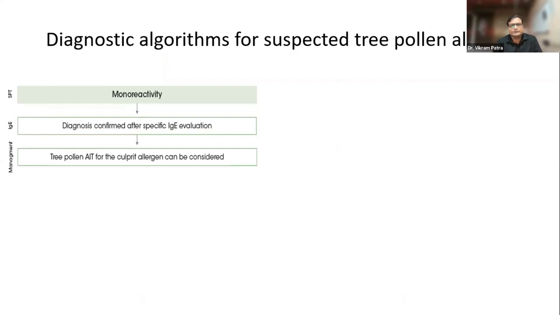So, diagnostic algorithms for suspected tree pollen allergy: if it is monoreactive, after taking history, we go for the skin prick test for the tree pollens. And in this skin prick test, if we get monoreactivity, we have to confirm with the serum specific IgE. Diagnosis is confirmed after specific IgE evaluation. We can directly start with the tree pollen AIT. There is no confusion at all.